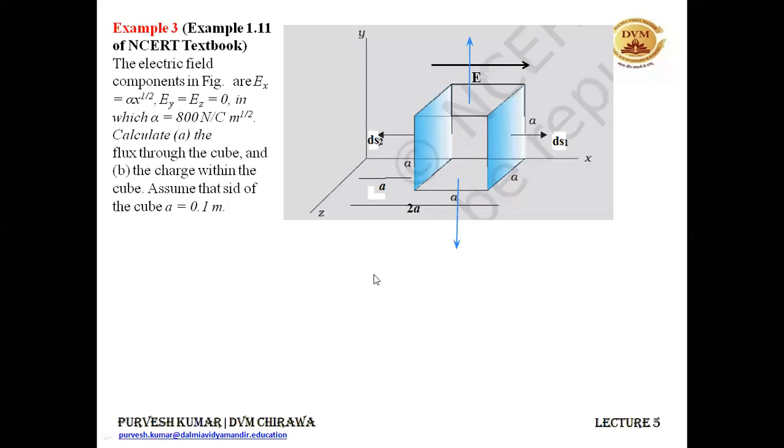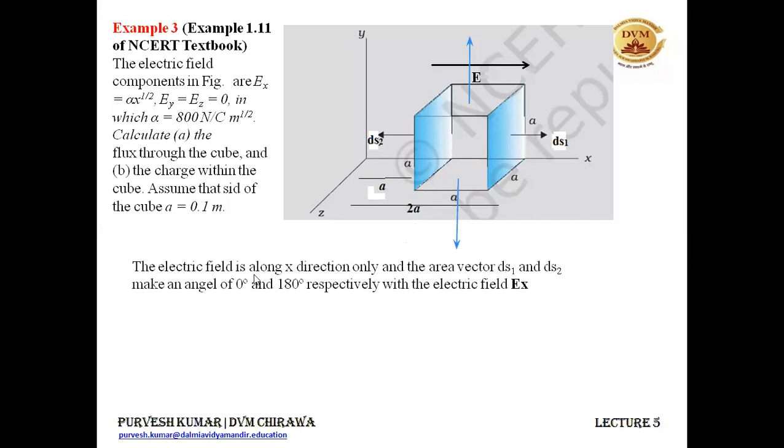And we know that the dot product E dot ds is E ds cos theta, and cos 90 is 0. So whatever be the electric flux linked with the top, the bottom, the front and the back surface will be 0, because the angle between the area vector and the electric field is 90 degrees. And due to that 90 degree angle, the dot product comes out to be 0 only. So we are not taking those areas.